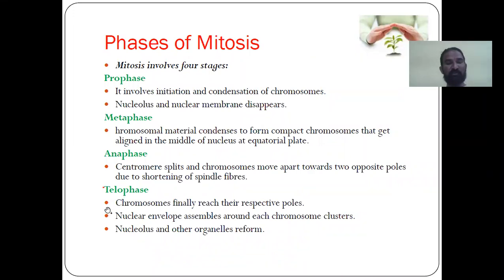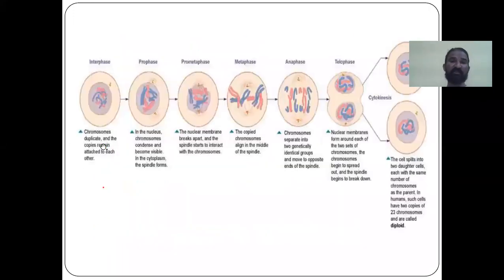In telophase, the chromosomes located at the opposite poles of each cell finally reach their respective poles, and nuclear envelopes are assembled around each chromosome cluster. The nucleus and nuclear membrane that disappeared in prophase appear again here, and the nucleolus and organelles are also reformed. So these are the four phases: prophase, metaphase, anaphase, telophase.